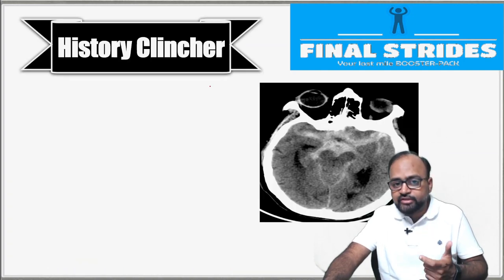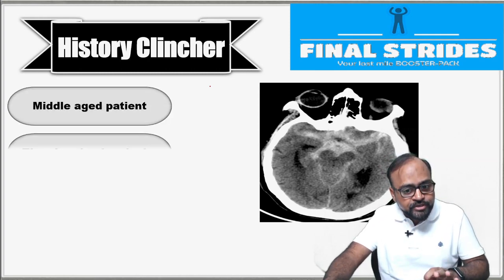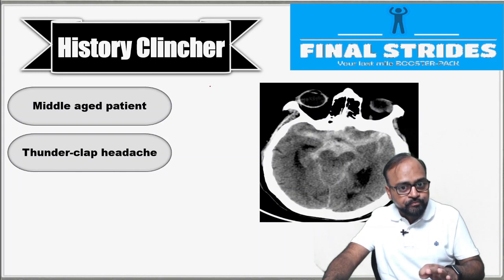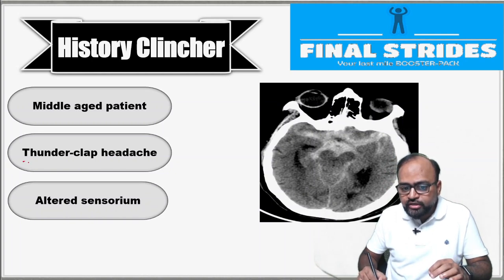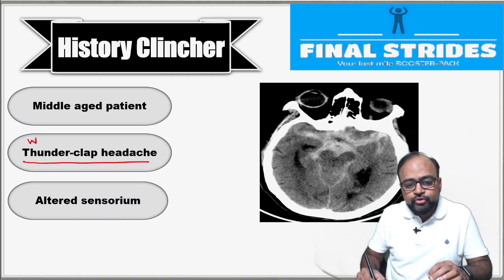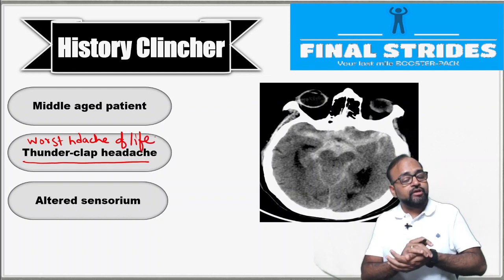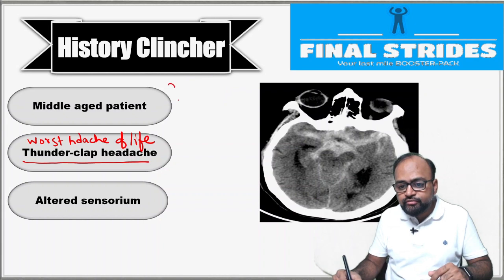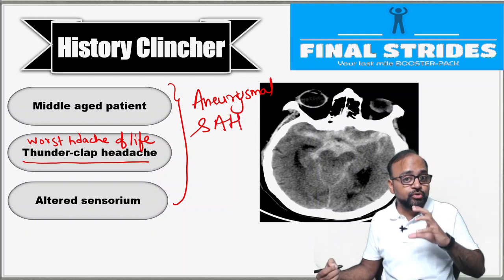Now look at this. This is a history clincher. This is not a case of head injury or trauma, remember, but look at the classical history here. A middle-aged patient presents with thunderclap headache, right? And this is a clincher, and altered sensorium. Once you read the word thunderclap headache, which is also sometimes called the worst headache of life, this is suggestive of what? This suggests aneurysmal subarachnoid hemorrhage.